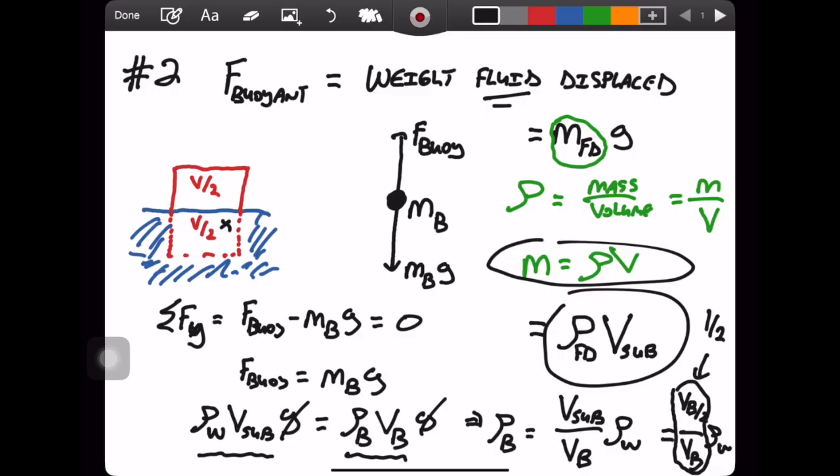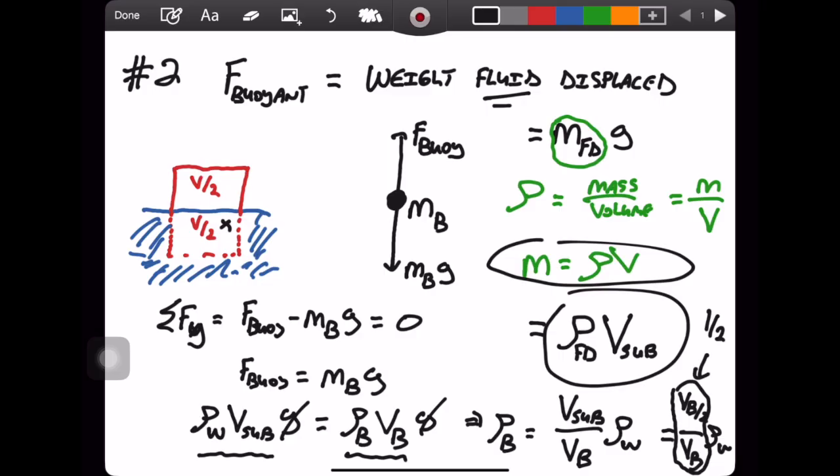So the key idea is here. Buoyant force is equal to the weight of the fluid displaced. But be careful, because we're not talking about the object's weight. We're talking about when the object goes into a fluid, some of the fluid has to move to give way to make room for the object. So how much fluid got displaced, we want to figure out how much is the weight of that.